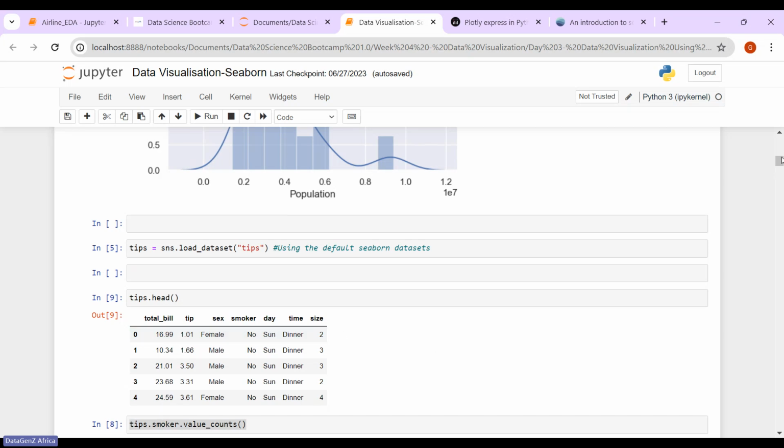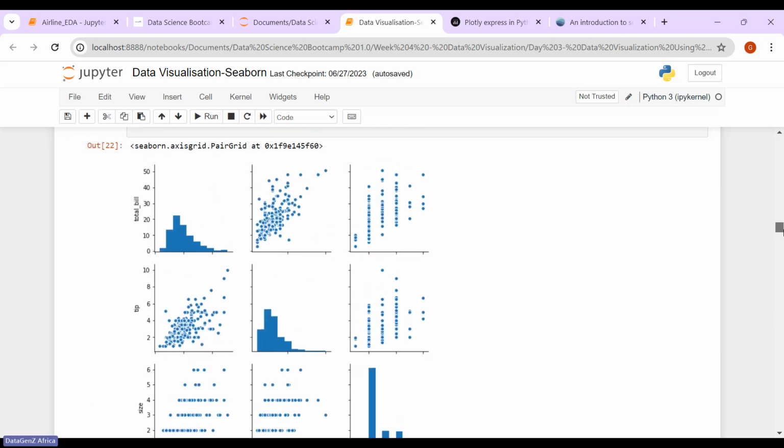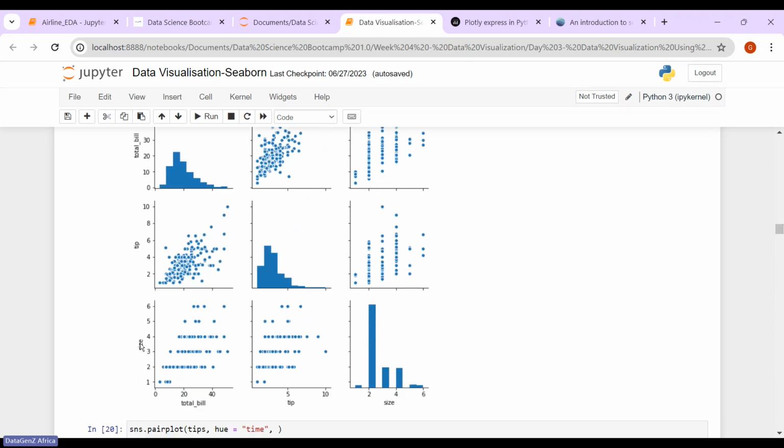Let me show you what it looks like here. This is the size. It's plotting size against total bill, tip, and size. It's plotting tip against total bill, tip, and size. So it's taking each of those columns and plotting them against the other columns. At a glance, you're seeing the relationship between each of those plots. You don't even have to start plotting them one after the other.